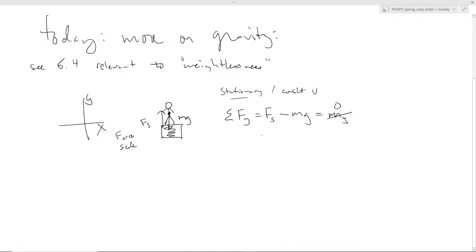And so when we go and look at this, the scale is just going to read mg. And this is what we think of when we think of weight. So I'll just call this the regular weight. This is what we regularly think of.